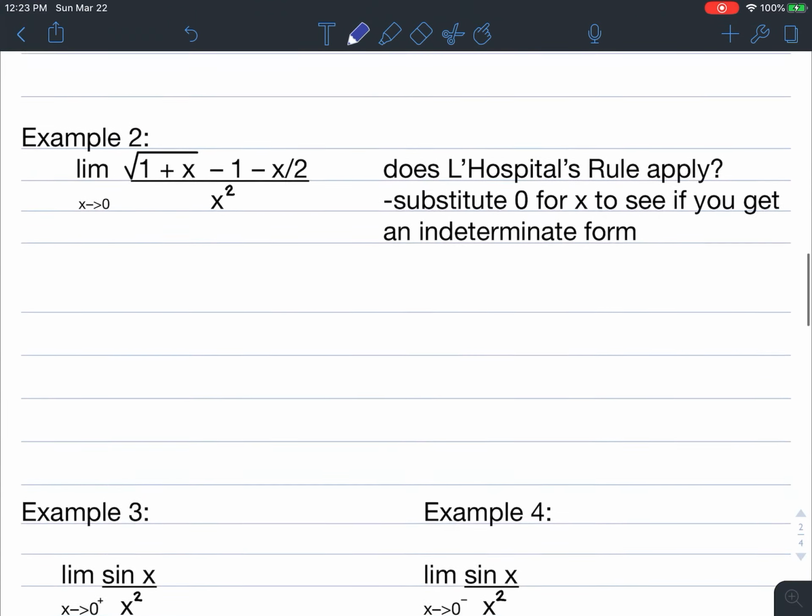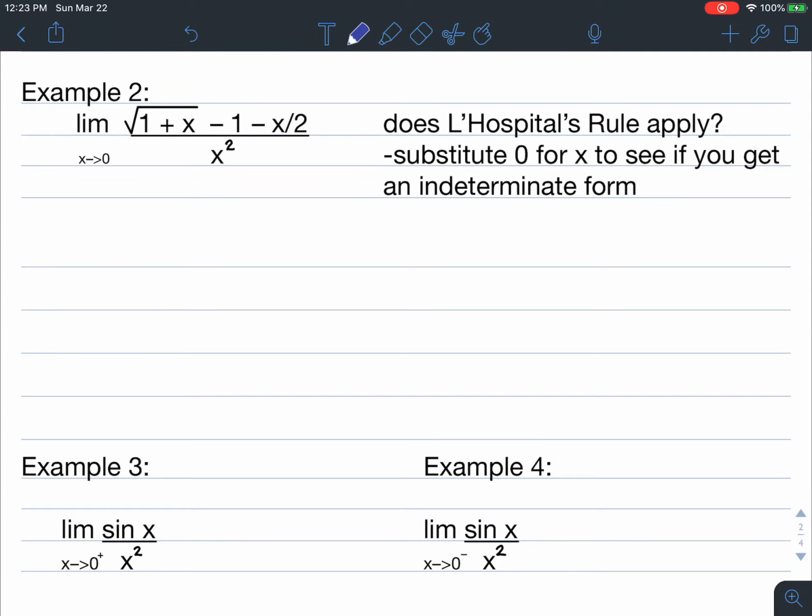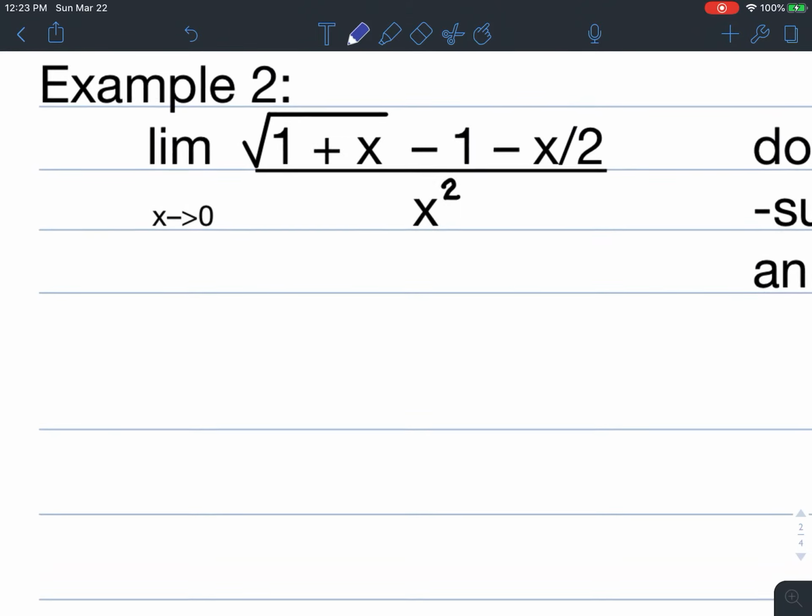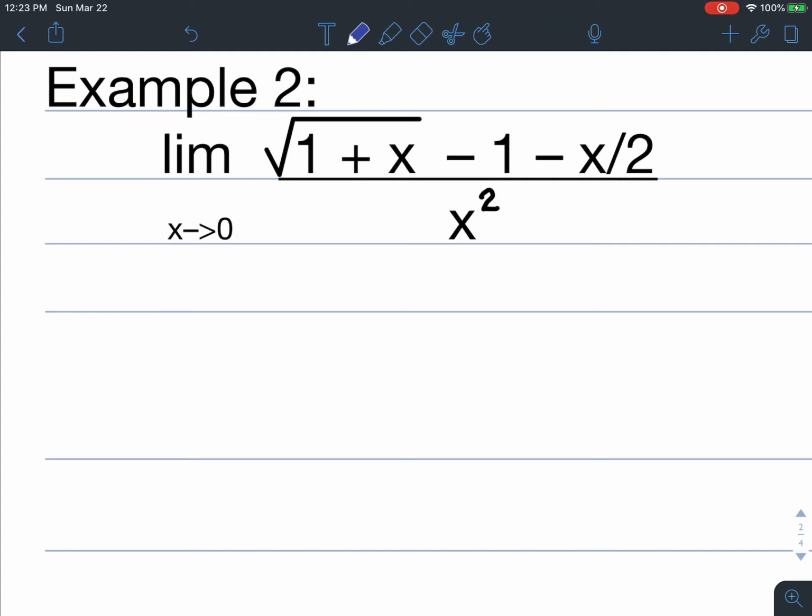Okay, let's come down to the next problem. Oh, this one got a little more interesting. So the first thing we would always do is try to plug in the 0.